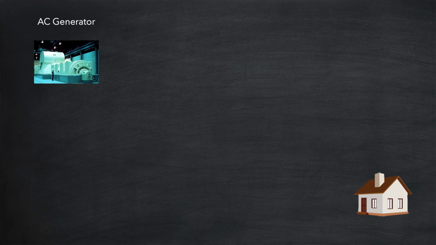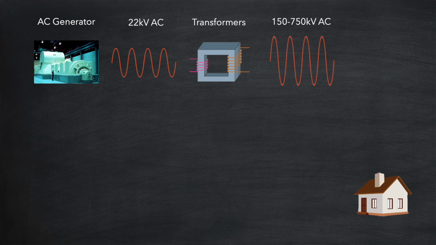Today's generating stations typically output AC at 22 kilovolts, which is already far higher than the voltage we use in our homes, but it's not high enough yet. We need to step up that voltage to anywhere between 150 and 750 kilovolts using a series of transformers. Like an induction motor, these transformers are incredibly simple in design.